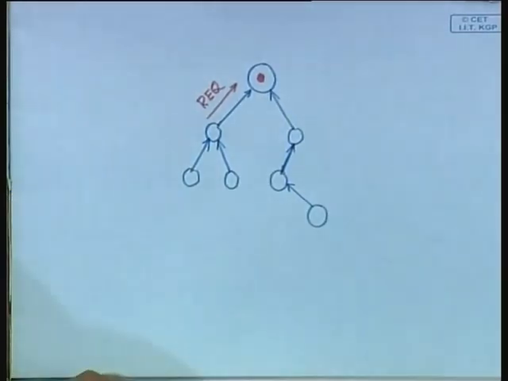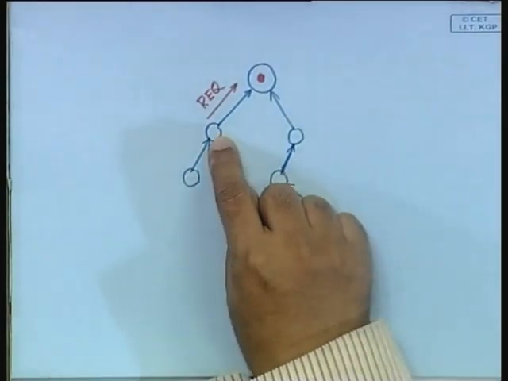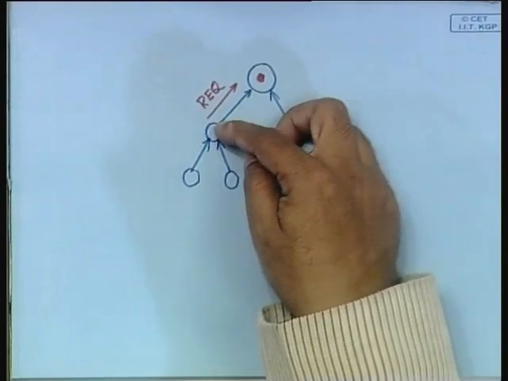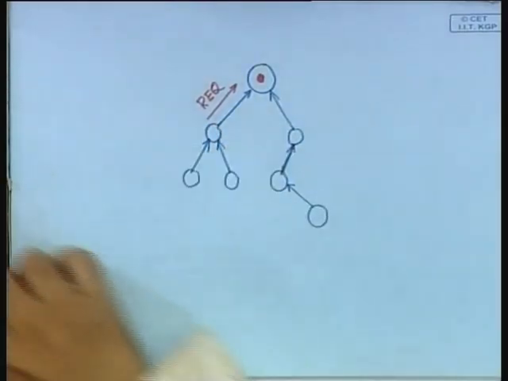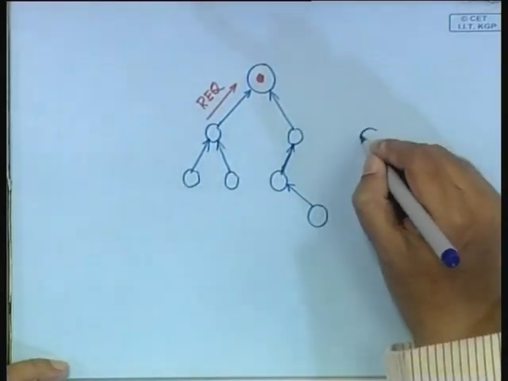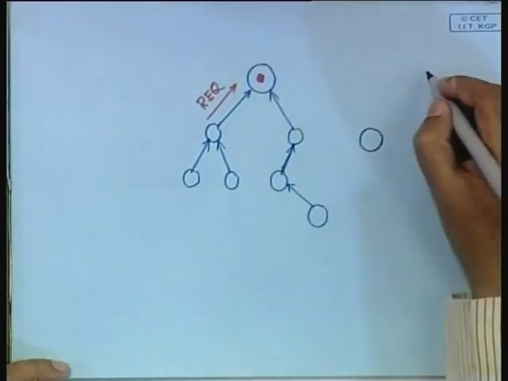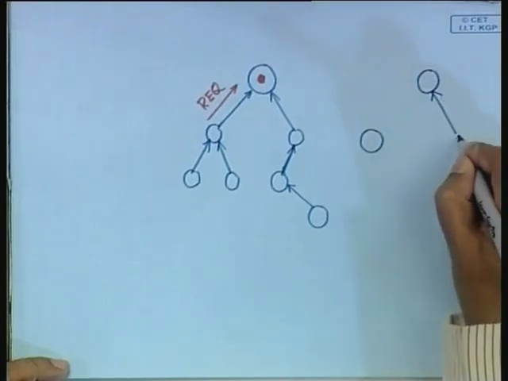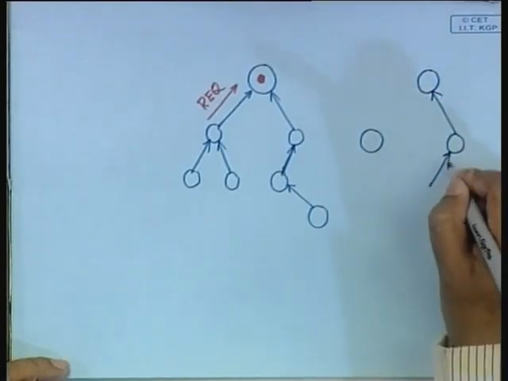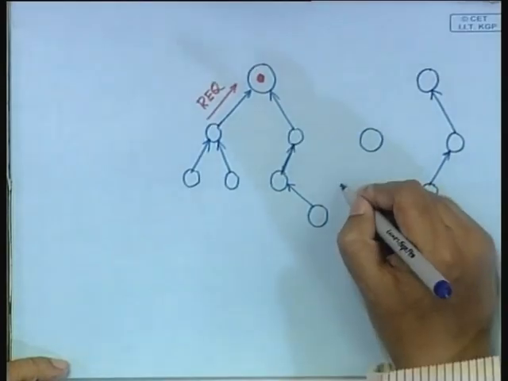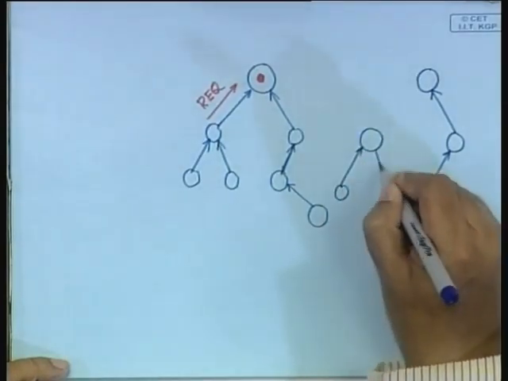What is it going to do? It will send the token to this node, and set its holder variable to point to this. So, what is going to happen here? These are going to remain as they are, unaffected. These are also going to remain unaffected.